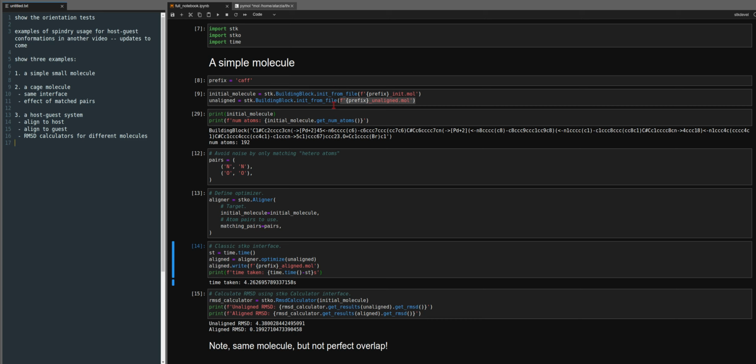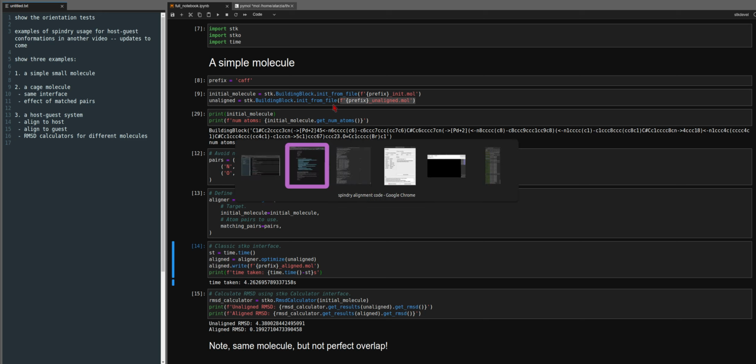Today I want to talk about putting together or aligning two STK molecules, something that I've always needed to do, and it's often a common problem, but it's quite difficult to do for large complex molecules like cages. So I'm showing this video because we recently pushed a new optimizer to stko called the Aligner, and it uses spin-dry code I've shown previously for generating host-guest conformations to align two molecules.